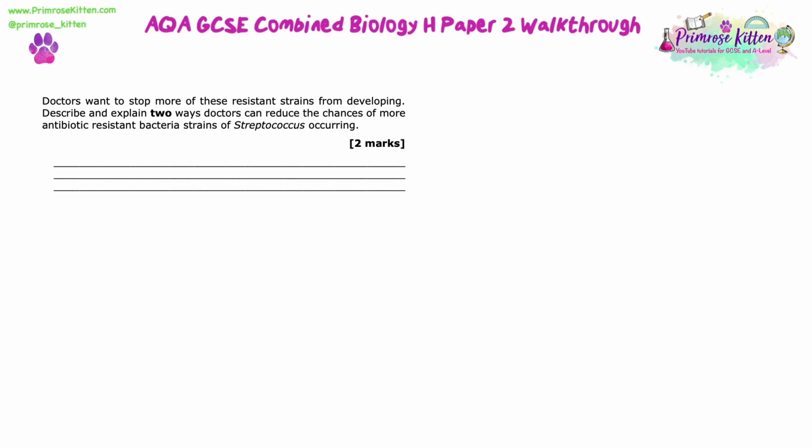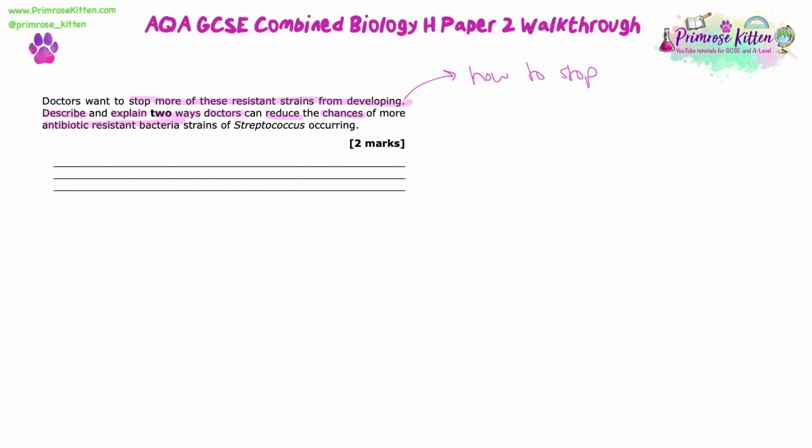Okay, doctors want to stop more of these resistant strains from developing. Describe and explain 2 ways doctors can reduce the chances of more antibiotic-resistant strains of the Streptococcus occurring. So we need to explain and describe. So that means we can't just give 2 ways or 2 methods they could use to prevent this. We need to explain why those methods are important at reducing the antibiotic-resistant bacteria from developing.